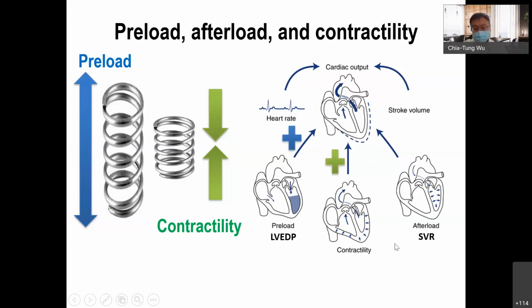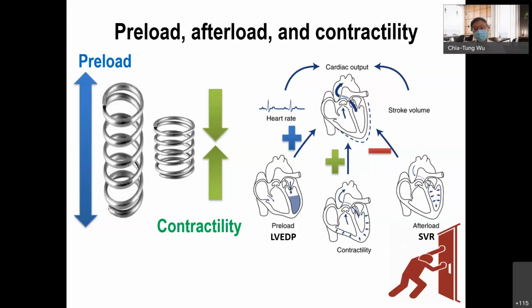And what is systemic vascular resistance? The systemic vascular resistance is just like the force that acts against the aortic valve opening. So when the heart contracts, first of all, it must open the aortic valve, then the blood can go out into the aorta. And the resistance is negative to our stroke volume, because the more the resistance, the more difficult it is for the left ventricle to pump out our blood.